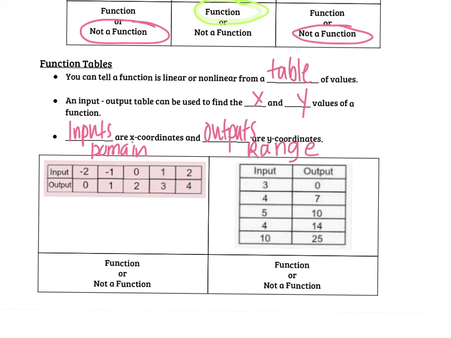Looking at this table, every input has exactly one output, so this is a function. Now looking at this table, inputs are here, so my x values, my y values. 3, 0, 4, 7, 5, 10, 4, we have 2 4s. And if you notice, they have 2 different outputs. So this is not a function.